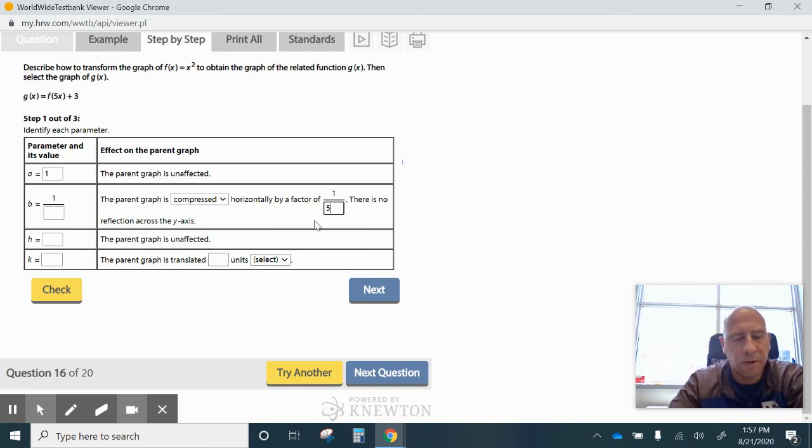I can't tell you how difficult horizontal stretch and compression are. It's one of my least favorite things to explain because it's just complicated. But I'm going to get you through it. All right, so then that's 1/5.